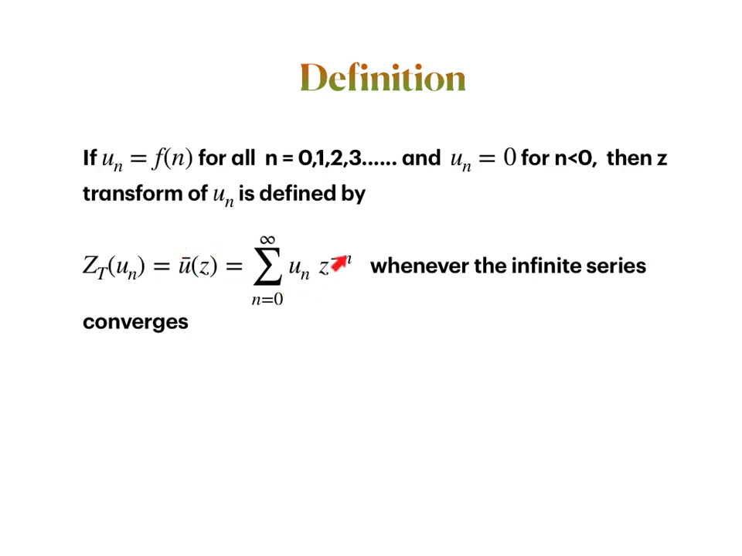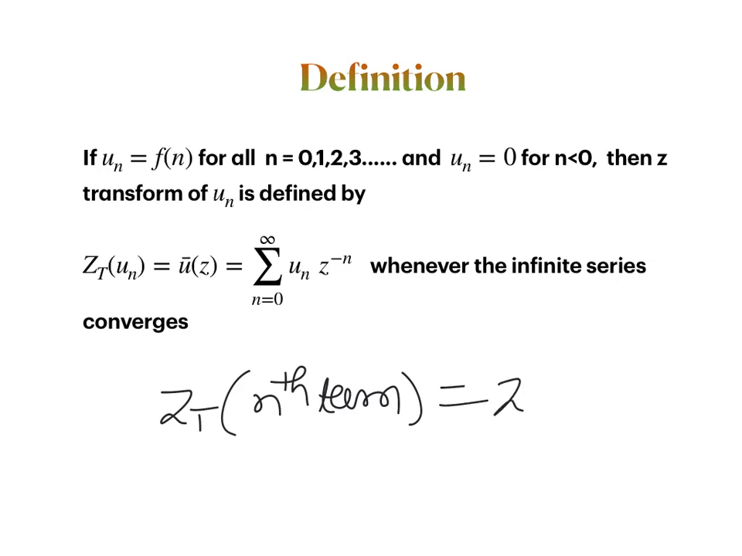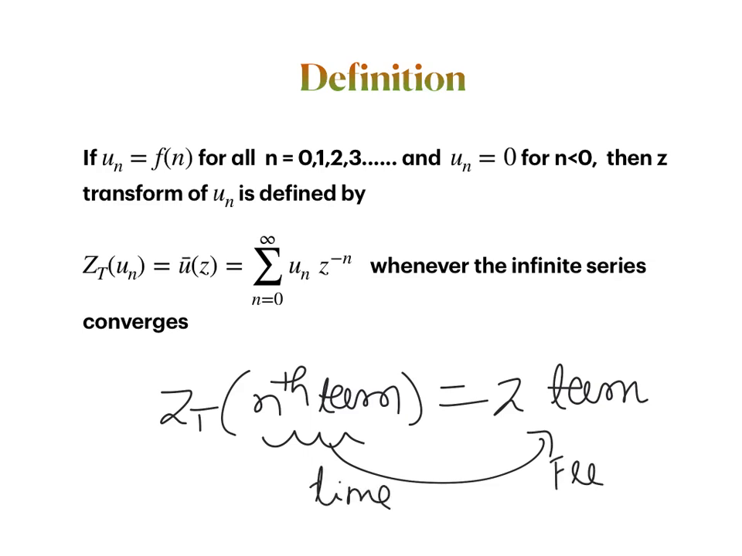So U bar Z, because when you expand this series by giving the n values, the simplification gives us the Z term. Means mathematically, when you operate Z transform on the nth term, your answer will be a Z term. So time domain to frequency domain, when the time is discrete, we can apply the Z transform.